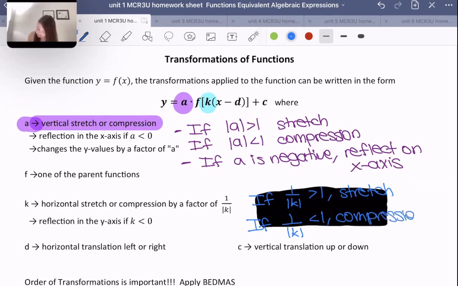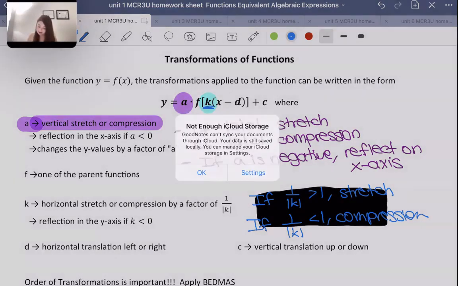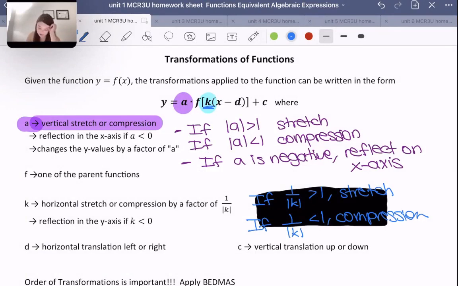So for example, let's say that the k value that we see here is 5. That would actually be 1 over 5, right? 1 over that k value. So we would be evaluating whether 1/5 is less than 1 or greater than 1. And of course, that's less than 1, so that would actually be a compression. Or what if the k value is equal to 1/3? Well, 1 over 1/3 is actually 3, and 3 is greater than 1. So that actually gives us a stretch. So it's always the opposite of what we would think.